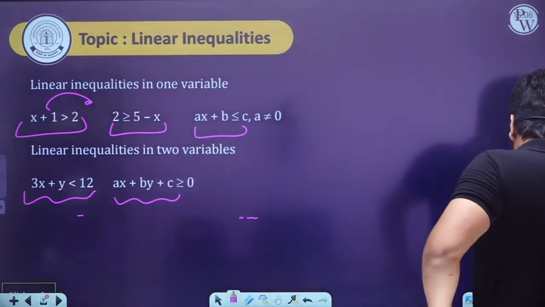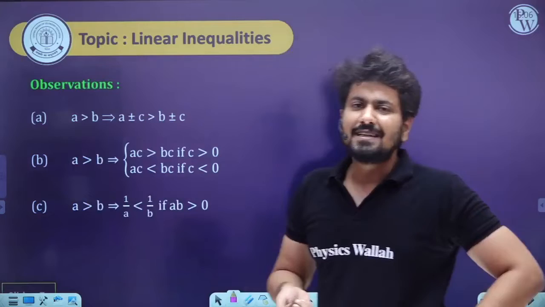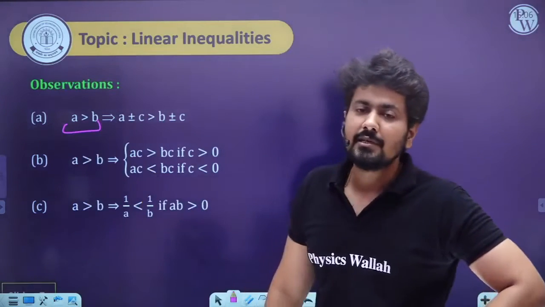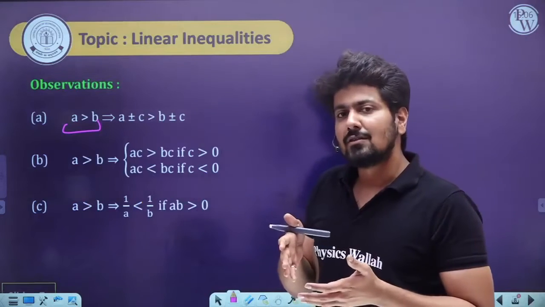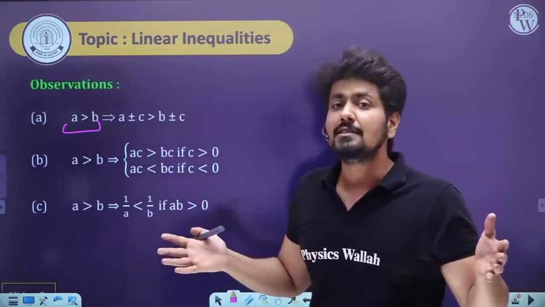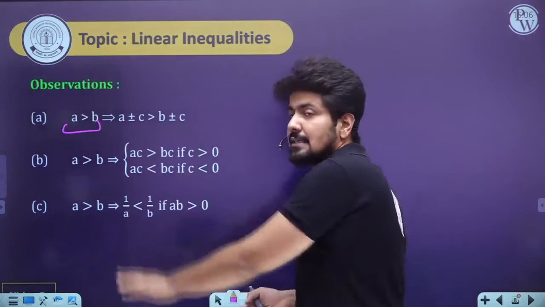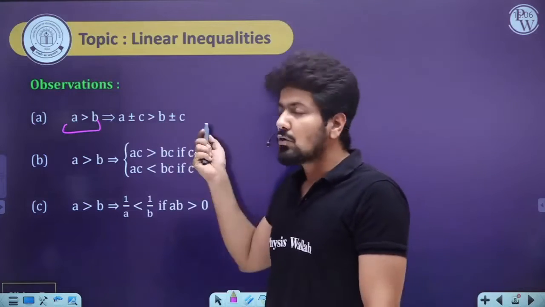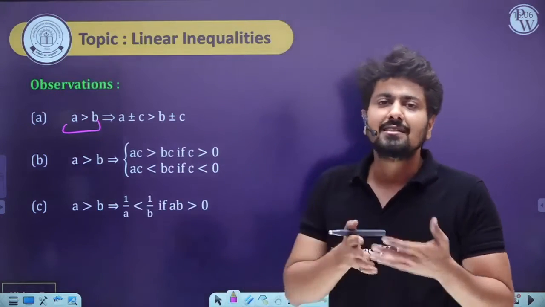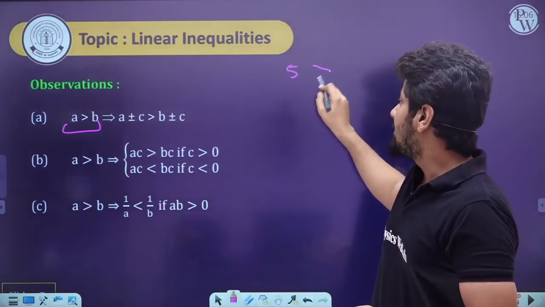So there are some basic rules which we need to know. The first basic rule is that if it is given that a is greater than b, and I add a constant or subtract a constant on both sides, there will be no change in the inequality. So if I add c on both sides, or subtract c on both sides, the inequality does not change.